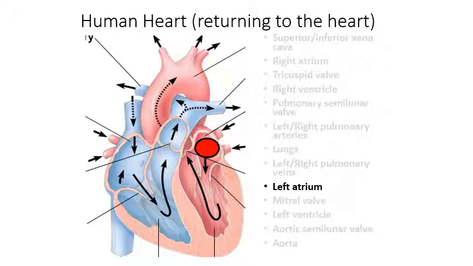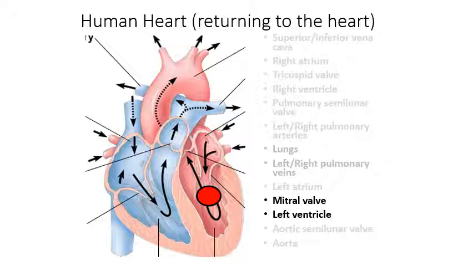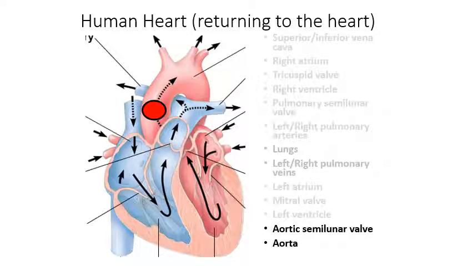Now they're in the left atrium. They're going to travel through the mitral valve to the left ventricle. They've traveled through the mitral valve. They're in the left ventricle. Next, they're going to travel through the aortic semilunar valve to the aorta and then out to the body. Right, so they have just traveled through the aortic semilunar valve. They're now in the aorta, and from there they go out to the rest of the body. Okay, so that's the journey of blood through the heart.